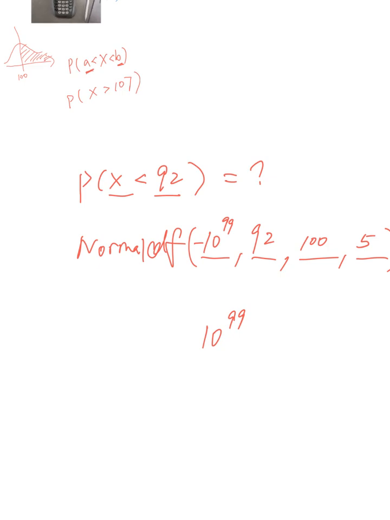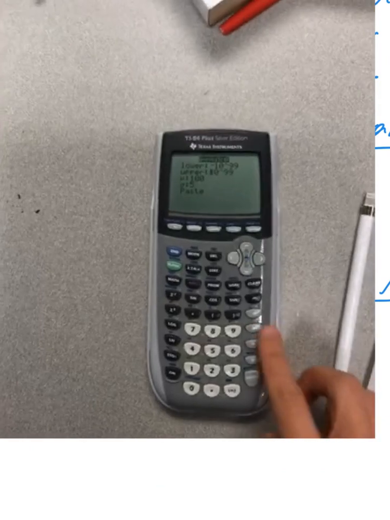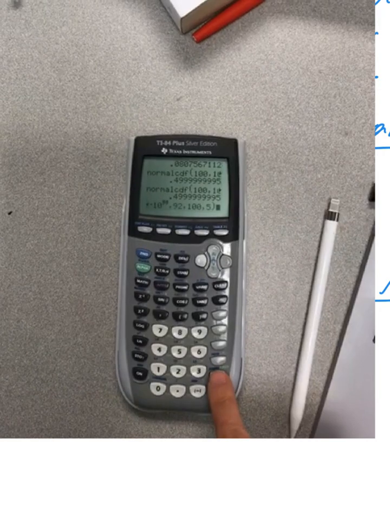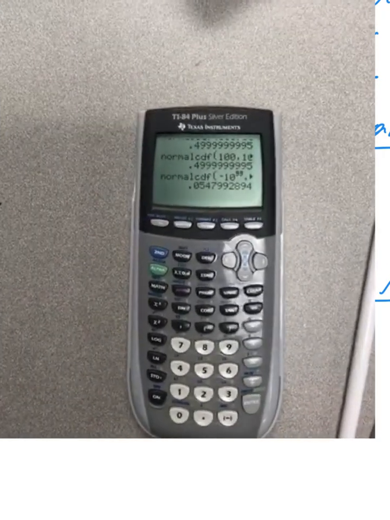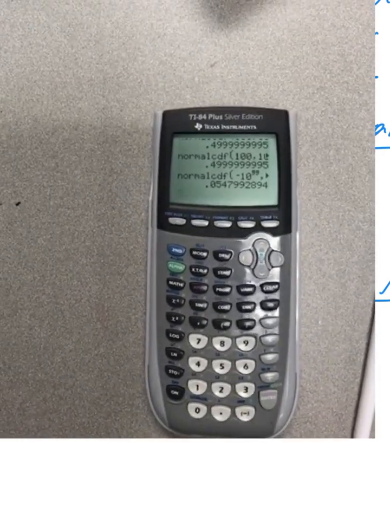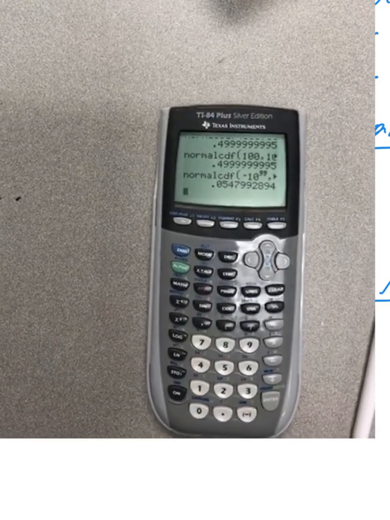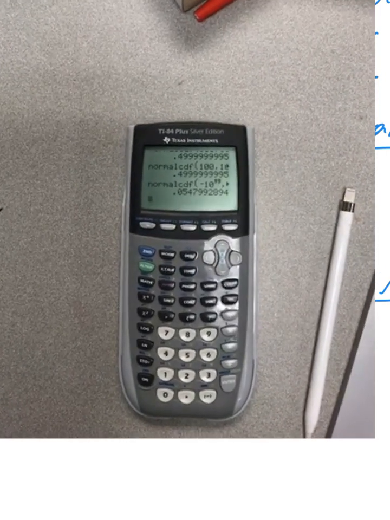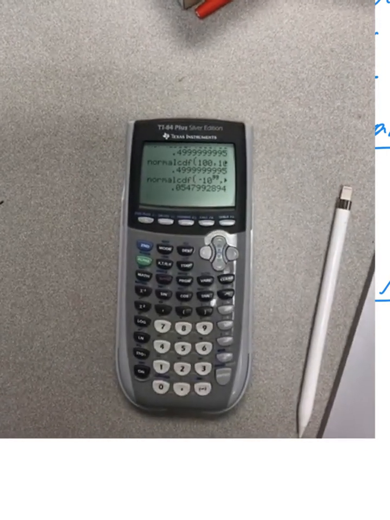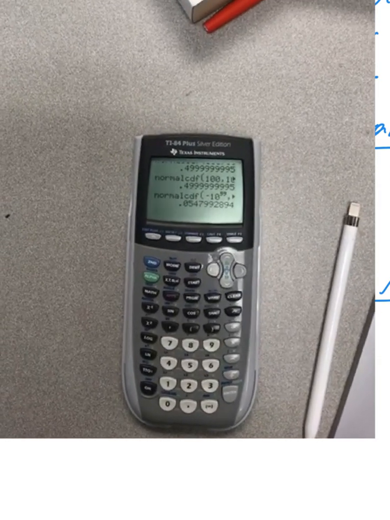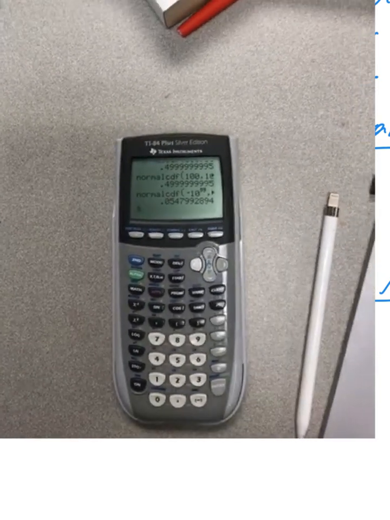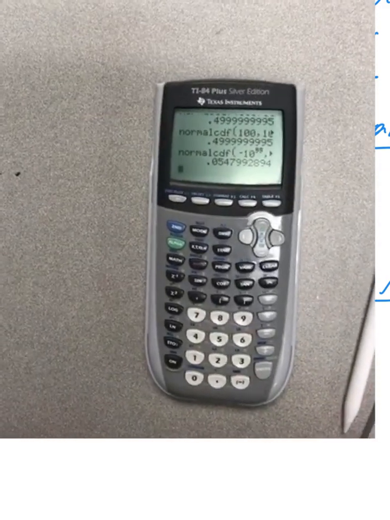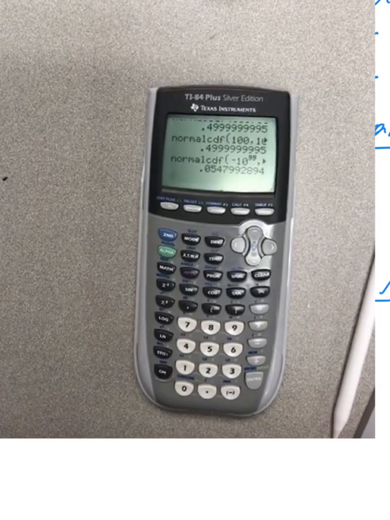Less than 92, right? So for my upper is 92. And for the mean 100, standard deviation is 5. So press enter. It will give you the probability. Did that make sense? So just use a normal CDF to find the probability for normal distribution. If you have any question regarding this part, you can unmute yourself, talk with me. No problem.